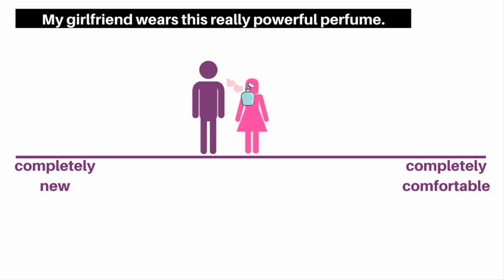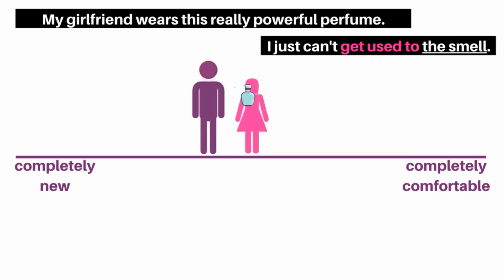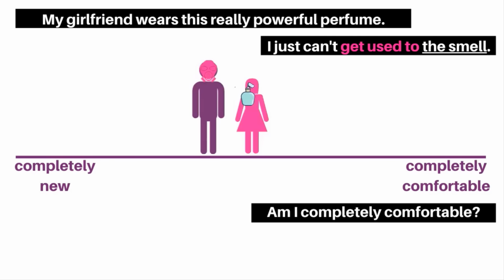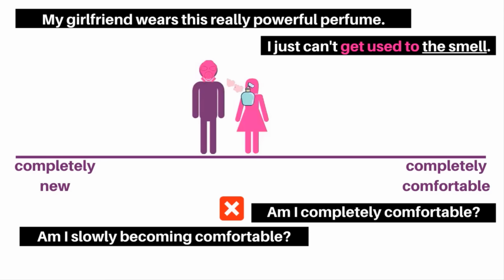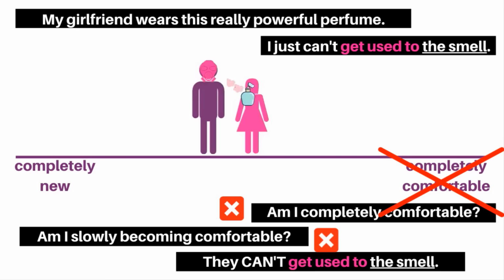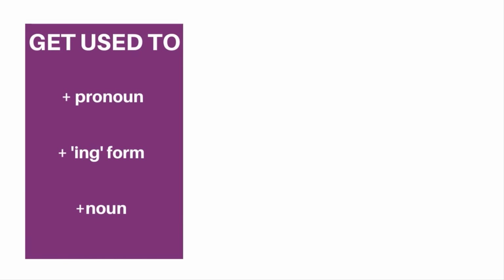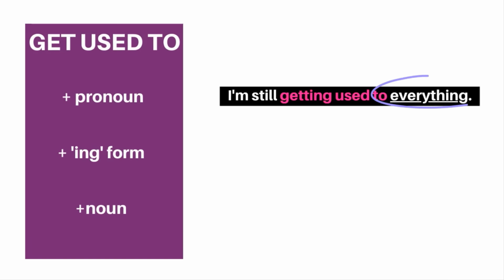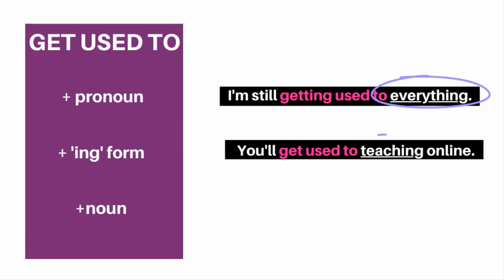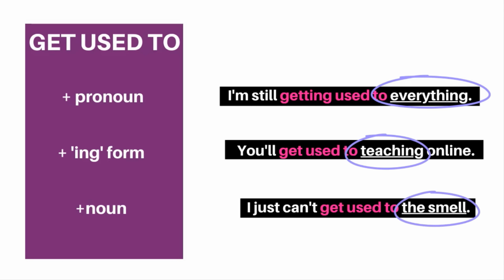My girlfriend wears this really powerful perfume. I just can't get used to the smell. Am I completely comfortable? No. Am I slowly becoming comfortable? Well, in this example, no. But this person makes it clear that they cannot get comfortable. They can't get used to the smell. If we look at the structure, we can see get used to, pronoun, get used to, ing form, get used to, noun.